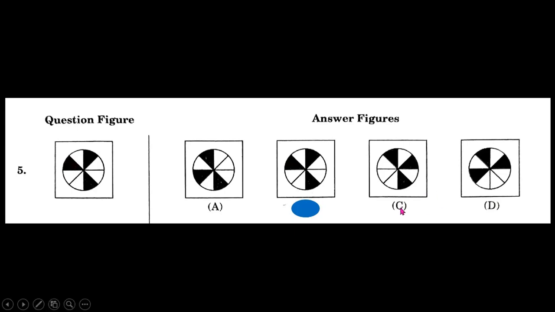Looking at answer figure C, you notice three white parts are lying one beside the other, which does not match with the question figure. In D also, we have three white parts adjacent to each other, and hence this also does not match with the question figure. And hence we have chosen answer figure B as the correct answer for question number 5. Now let us move to the next question.